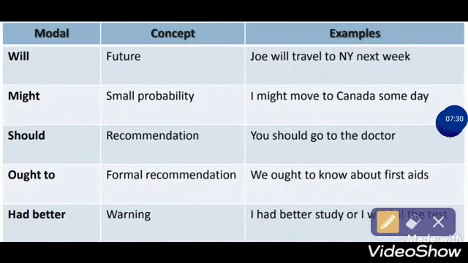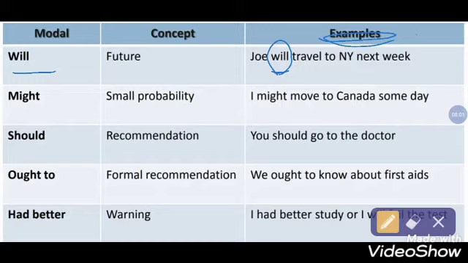Will is our first single concept modal, and it is used for future. We can't use it for anything else. It is only used for the future, when we are going to discuss future planning or something like this. For example, I will travel to New York next week. Here it is clearly mentioned.